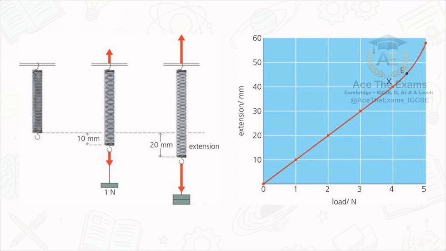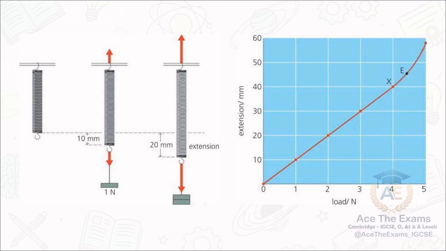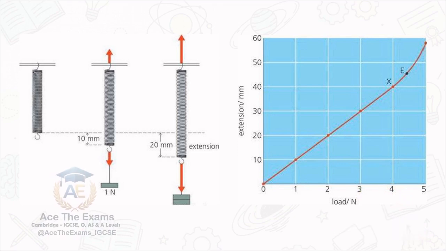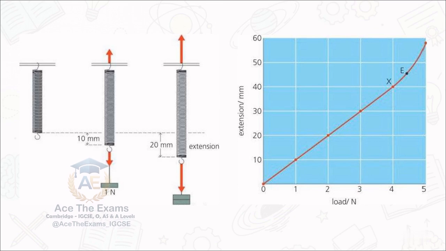This is your evidence in the PEEL framework. Because it's a straight line through the origin, it means that if the load is doubled, the extension is exactly doubled. Every single 1 Newton increase produces the exact same extra 10 millimeter extension. This proves that beneath its elastic limit, the extension is strictly proportional to the load.